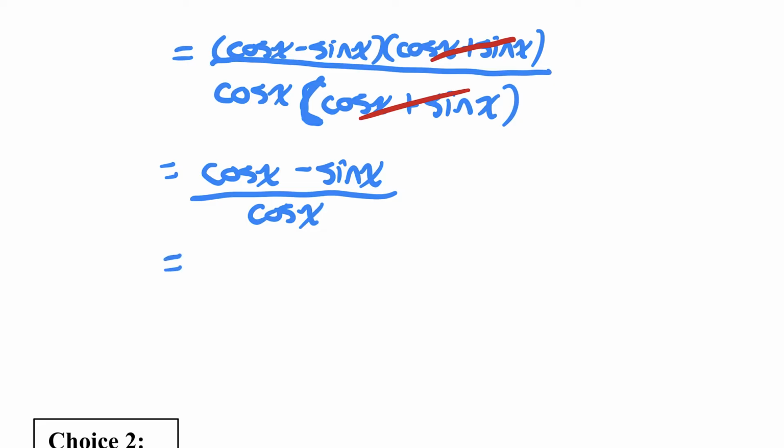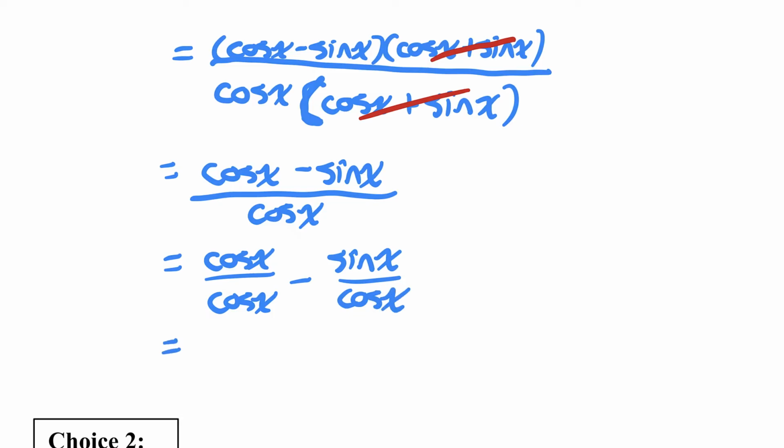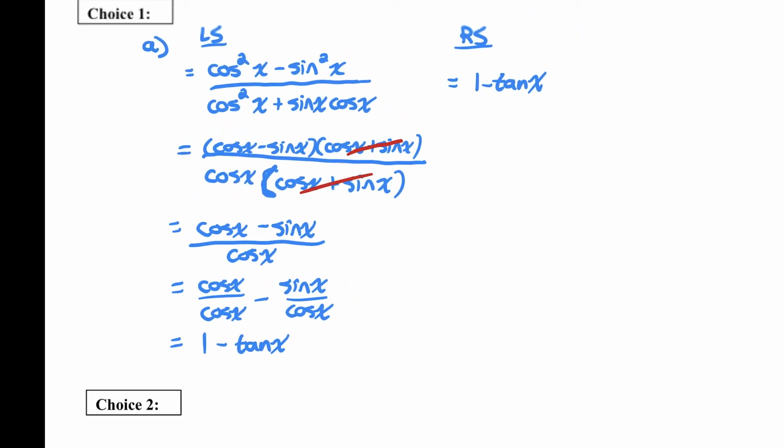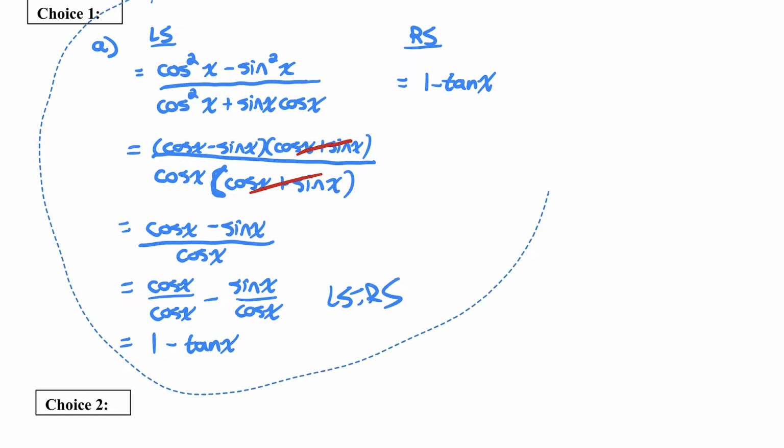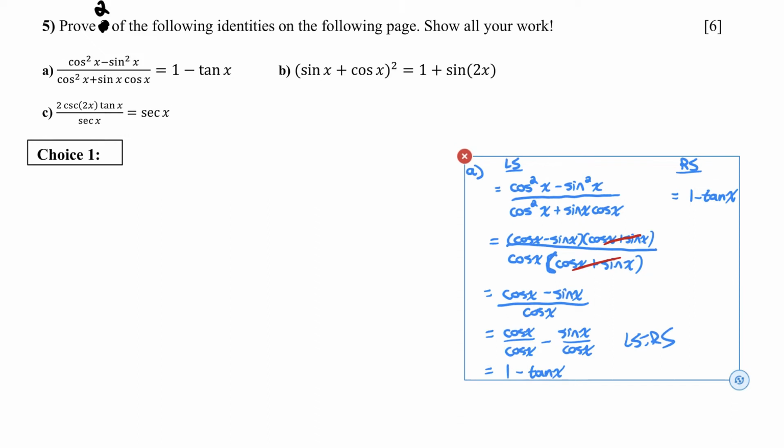The cos x and the sine x are both being divided by cos x, so I'm going to separate this fraction into 2 fractions. And I have cos x over cos x, which is 1, and sine x over cos x, which is tan x. There's that identity proven. We can say left side equals right side. Now let me just move this off to the side. And let's do another one.